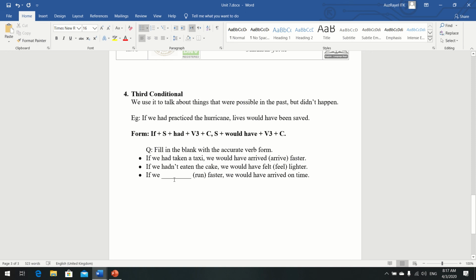If we hadn't run faster, we would have arrived on time. Sorry, here we say if we had run faster, we would have arrived on time. So they didn't run fast. That's why they didn't arrive on time.